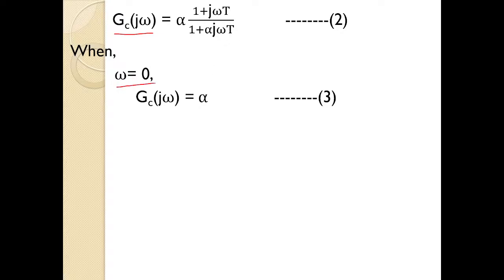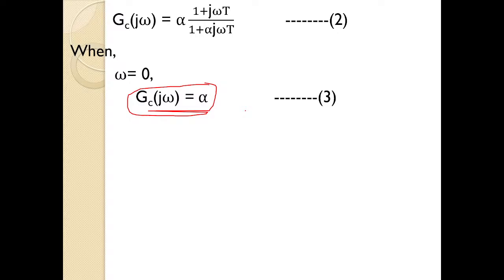Now, if omega equal to 0, what will happen? The lead compensator transfer function will be equal to the attenuation value, that is alpha. So from this, GC j omega equal to alpha, what we can say is that the lead compensator provides an attenuation of alpha where alpha is less than 1.